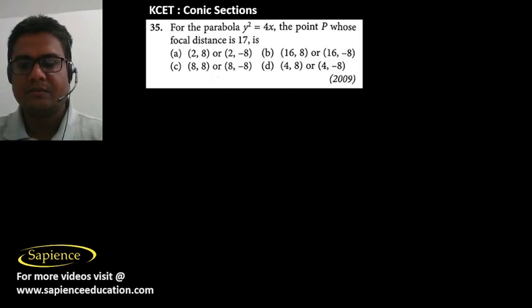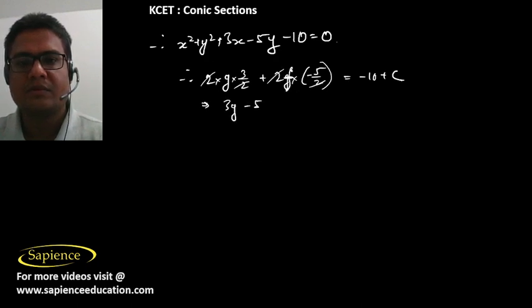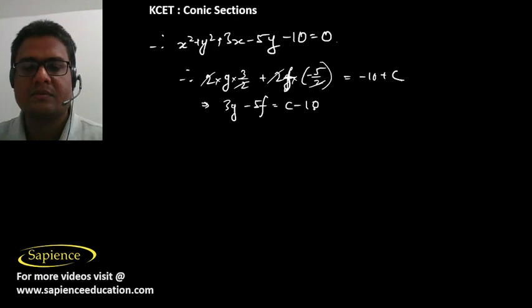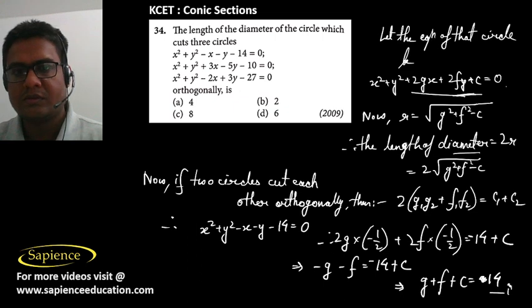And this will be equal to minus 10 plus c. So the 2 will cancel, 2 will cancel. So 3g minus 5f is equal to c minus 10. So this is equation 2. This is equation 1.